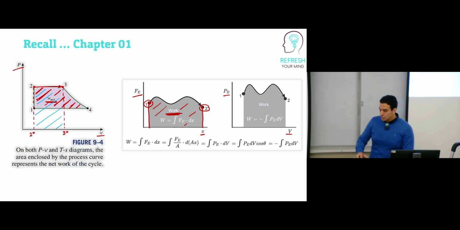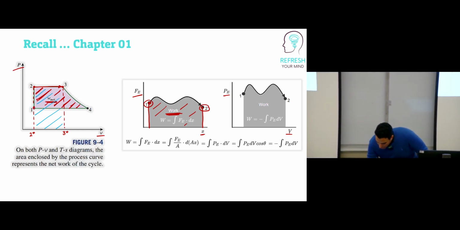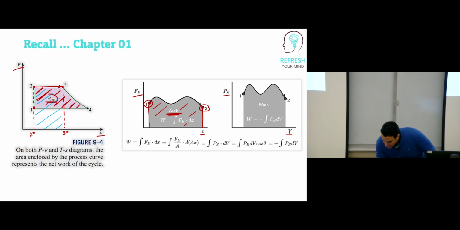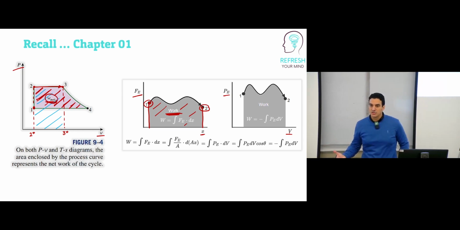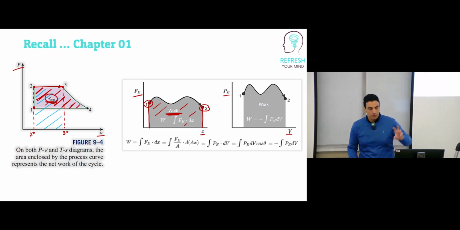So if you can increase this area between the points 1, 2, 3, 4, then this means we are increasing the network, so this means we are increasing the efficiency. If you are decreasing this area between points 1, 2, 3, 4, so the network obtained decreases, then the efficiency decreases.